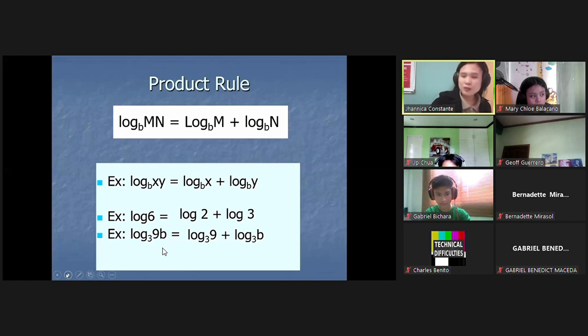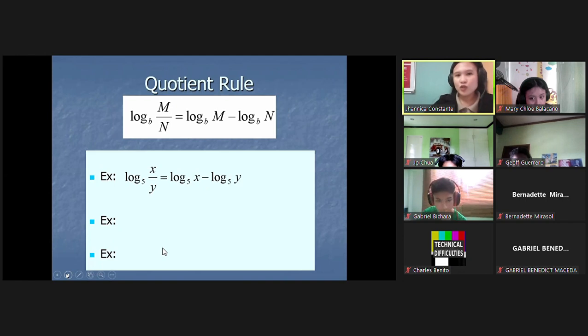So let's proceed with the next property of our function, which is the quotient rule. So the same in the quotient rule of exponent: when we are dividing exponents, we subtract the exponents. Am I correct? In the law of exponent. So we're going to use that also in the rule of our logarithm, wherein when you are dividing two functions, you subtract them using the same base of your logarithmic function.